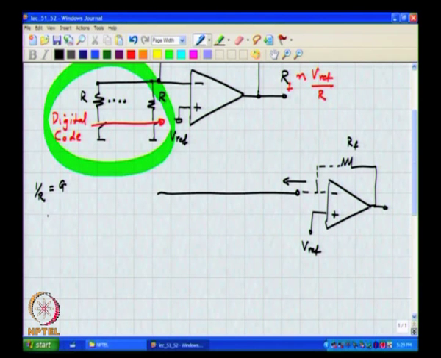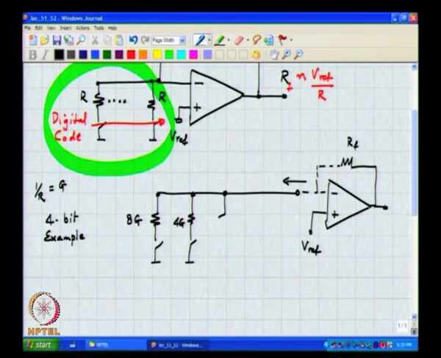So, for example, let me take a 4-bit example. One conceivable way of converting this code into currents is to have one resistor which is 8G, one resistor which is 4G, one which is 2G, and one conductance which is G.